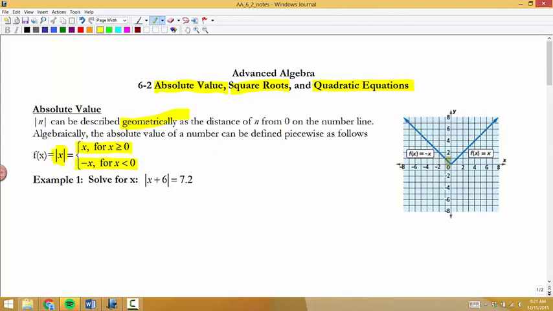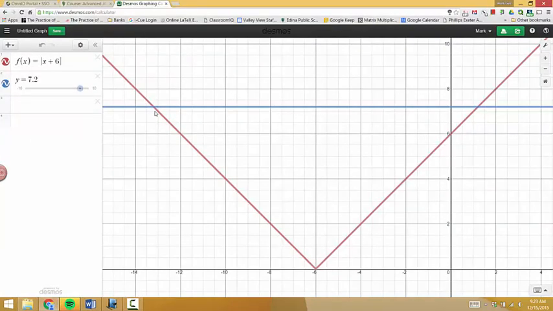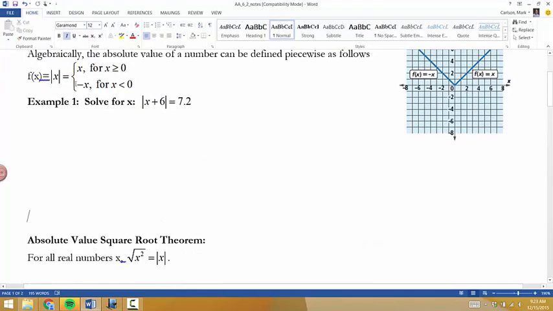Alright, so in this first example problem, what I'd like to do is first look at the graph to show you that there are actually two solutions. If I graph f of x equals the absolute value of x plus 6 and f of x equals 7.2, you'll notice that there are actually two intersection points. So there are two solutions to that problem, and it all goes back to this idea of a piecewise linear function. We know it's equal to x when x is greater than or equal to 0, and negative x otherwise.